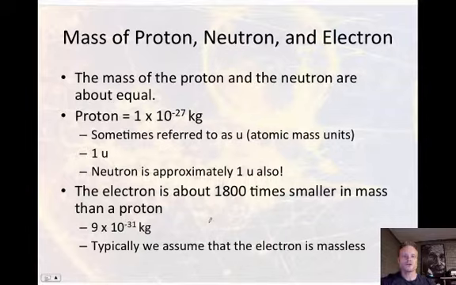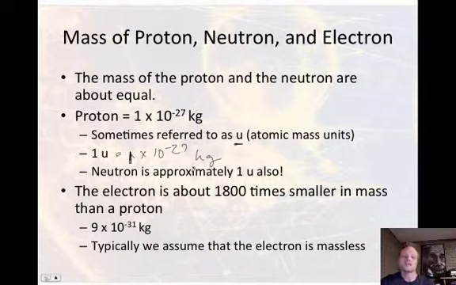Now, the mass of the proton and the neutron are about equal. In total, if you're curious, they have a mass of about 1 times 10 to the negative 27th kilograms. So a very small amount of mass, but the majority of the mass in an atom is from the proton and the neutron. And this is sometimes referred to as U, or an atomic mass unit, AMU for short. So 1 U is 1 times 10 to the negative 27th kilograms. A neutron is about 1 U also. Okay, it's not exact, but for our purposes, we don't really need to worry about that.